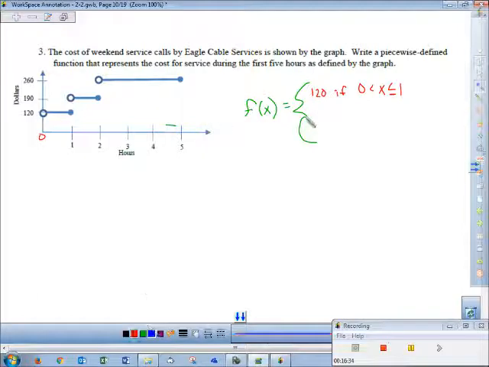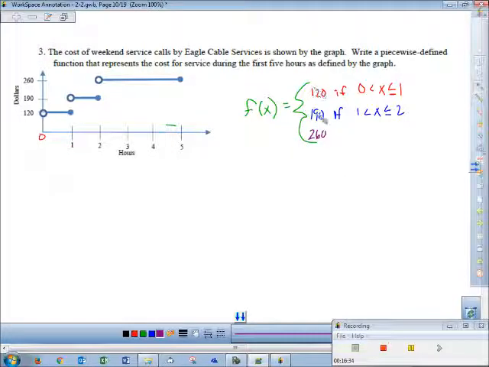Then the price jumped to $190 for them to come out if the time that they're out there is greater than 1 hour. So if they're there for more than an hour, but then less than or equal to 2 hours. And then we've got this interesting thing. Now look at this step. It's a longer step in this situation. They're going to charge us $260.